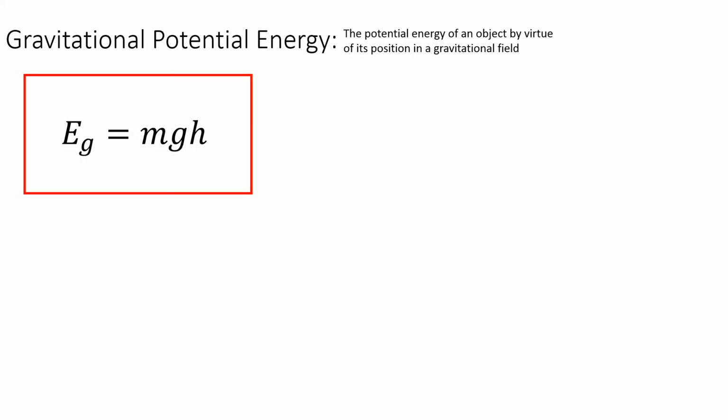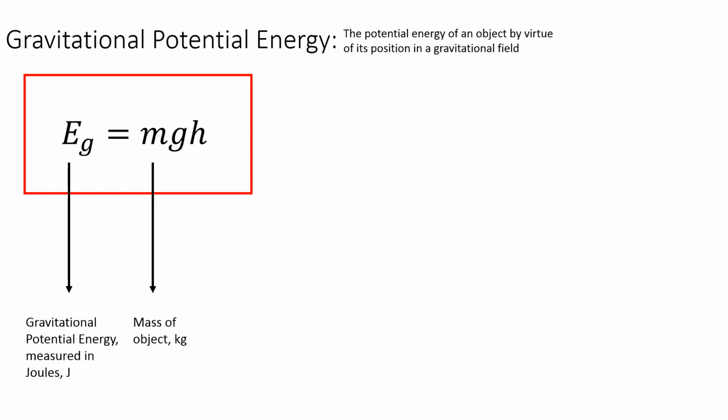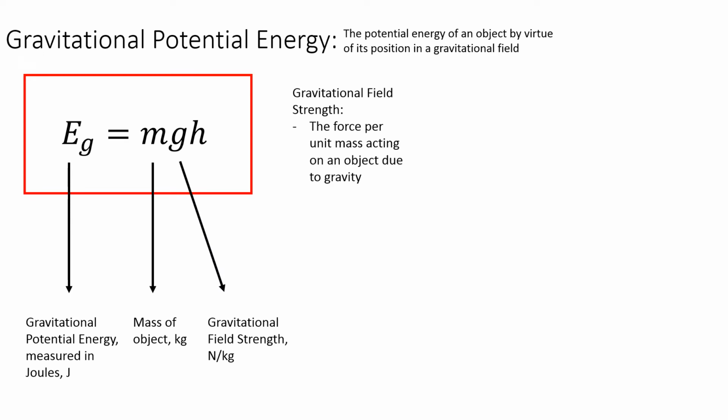So now on to gravitational potential energy. This is the potential energy of an object by virtue of its position in a gravitational field. The equation for this is E equals mgh. E, again, is the gravitational potential energy. That's still measured in joules. m is the mass of the object, measured in kilograms. g is the gravitational field strength, and that's measured in newtons per kilogram.